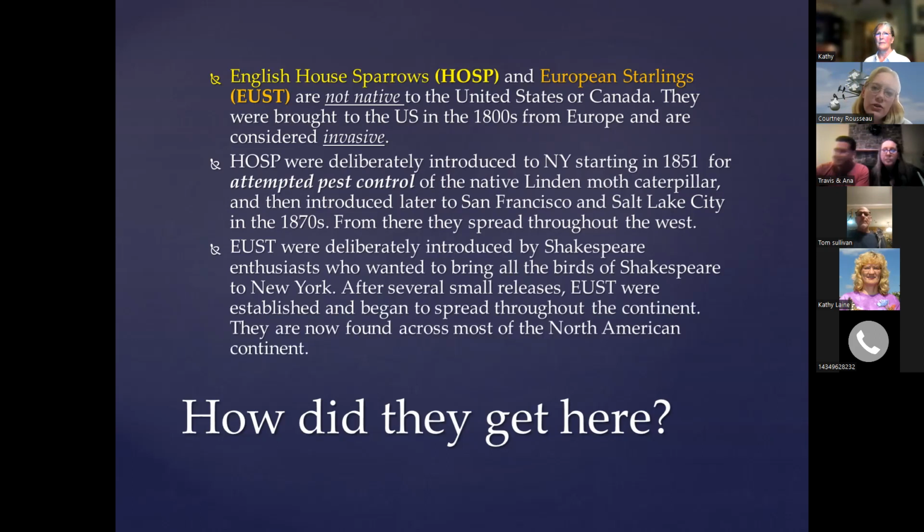And European starlings, or EUST, again, there's that abbreviation for you, were deliberately introduced by a Shakespeare enthusiast or enthusiasts who wanted to bring all the birds of Shakespeare to New York. The first release wasn't quite successful, but after several small releases, they were considered to be established, and then starlings began to spread throughout the continent. They are now found across most of the North American continent, and you will see that in a map.